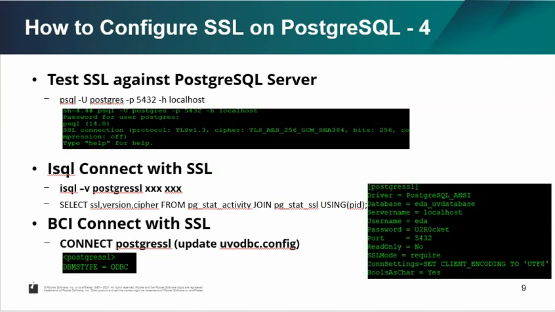If you don't have SSL, you will get nothing. But if you have run SSL, you will see the additional SSL settings on your system. Another simple way I always like to use is BCI connect to test the SSL connection. But for UniVerse, you need to add an additional entry in the uvodbc.config file, just like this: PostgreSSL is the DSN name, already defined in the odbc.ini file, and just specify DBMS type equal odbc.